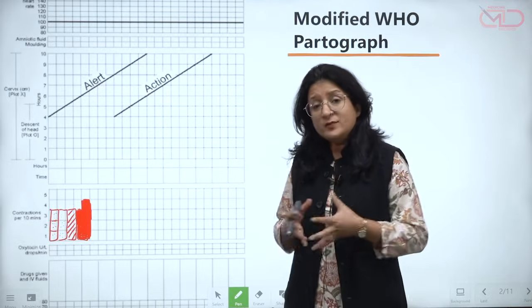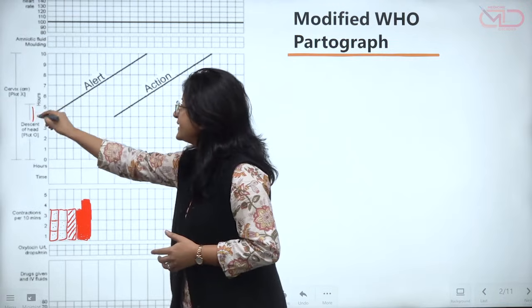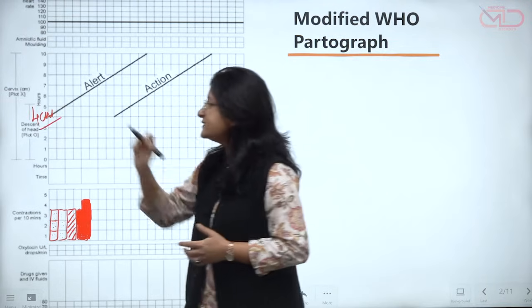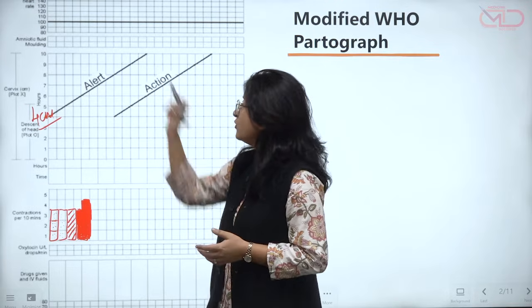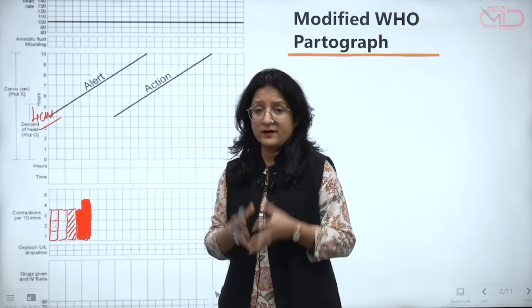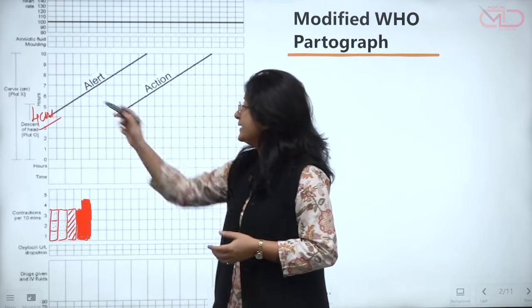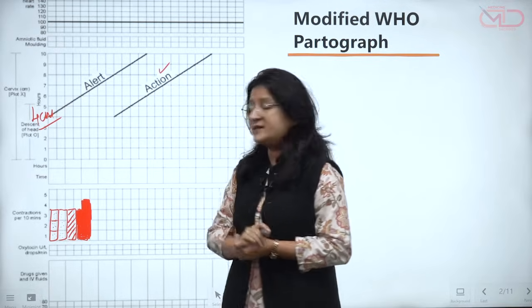In the modified WHO partograph that we are using, plotting begins at 4 centimeter cervical dilatation, so that's our threshold for active phase, and there is an alert line already made on the partogram corresponding to 1 centimeter per hour rate of cervical dilatation, and exactly 4 hours beyond that there is a parallel line which is the action line.